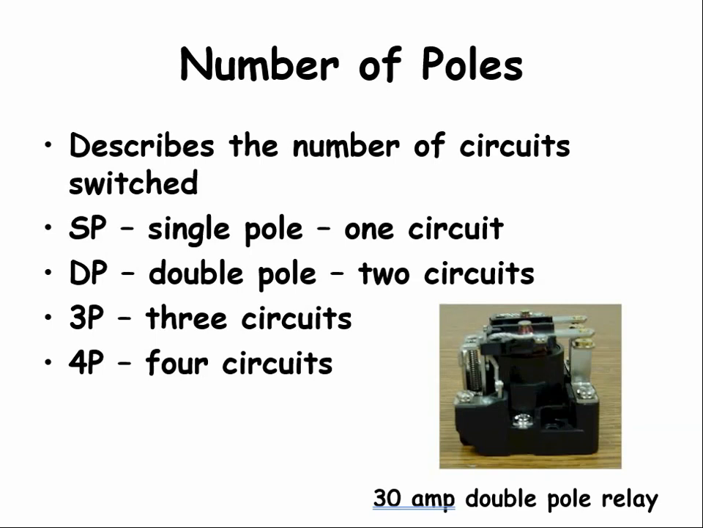A double pole relay controls two circuits, so it will be able to turn on or off two sets of circuits of lights. Three-pole relays can control three circuits, and I bet you can guess that a four-pole relay can control four circuits. They are commonly abbreviated using SP for single pole, DP for double pole, 3P for three-pole relays. The picture shows a double pole electromechanical relay.